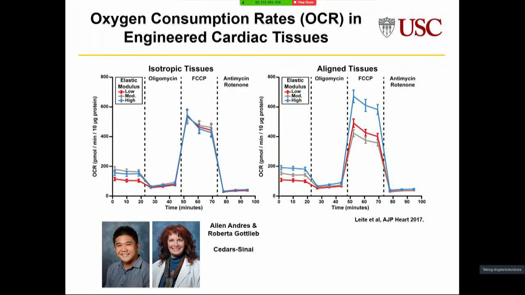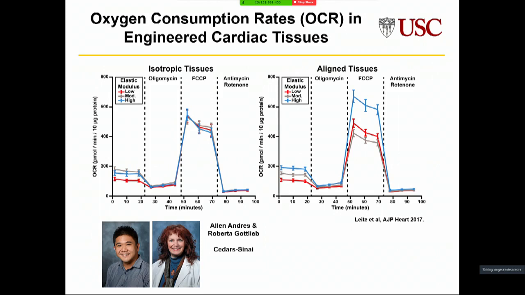All right, so in terms of actual function, how do these parameters in the microenvironment that do have relevance to disease affect ultimately oxygen consumption rate? So we did these experiments with Roberta Gottlieb at Cedars-Sinai. She runs a big mitochondrial core there. They're really instrumental for getting and analyzing this data.